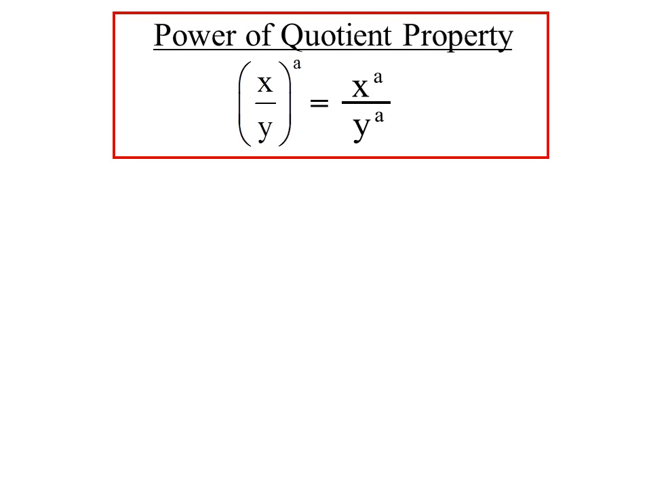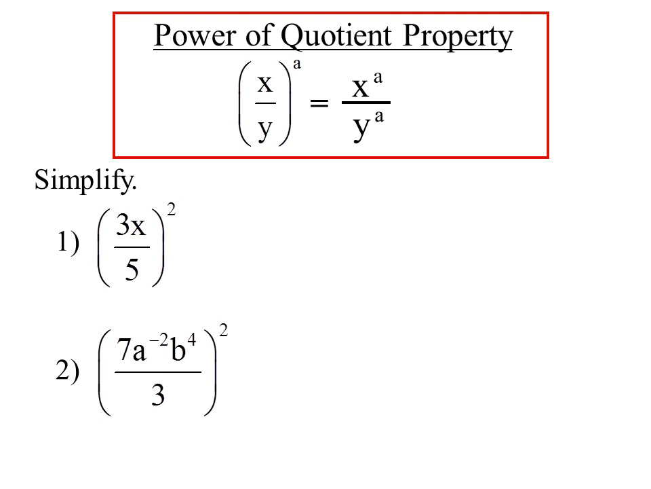Now, this is a new section, power of quotient property. Now, if I'm dividing x by y, the a will be distributed to both x and y. Remember, to both of them. That's what the power of quotient property says. Okay. So let's do the example number 1, and then you can do number 2 on your own.